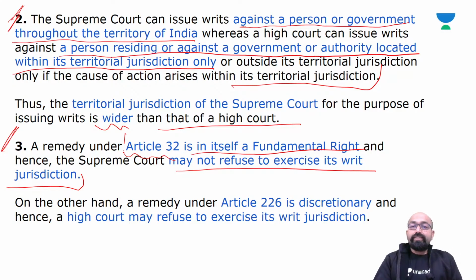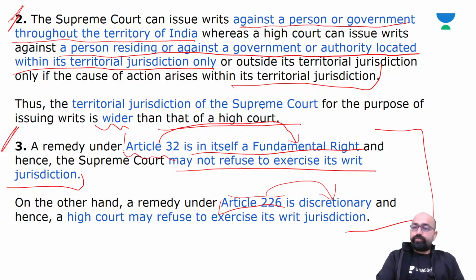Right, now we'll see what happens in the case of the High Court. Article 226 deals with the writ powers of the High Court, where Article 226 is discretionary, meaning the High Court may refuse to exercise its writ jurisdiction. Alright, so here is the difference between Article 32 and Article 226. Just write down this difference. Article 32 is itself a fundamental right, and Article 226 is a discretionary power of the High Court.